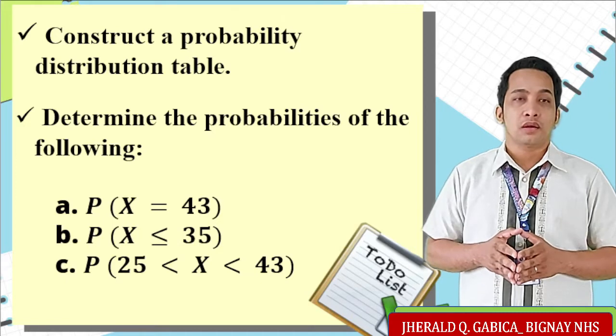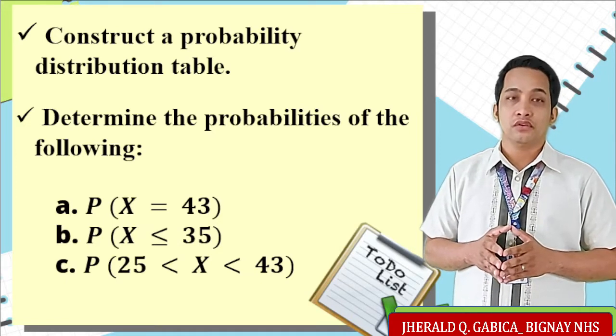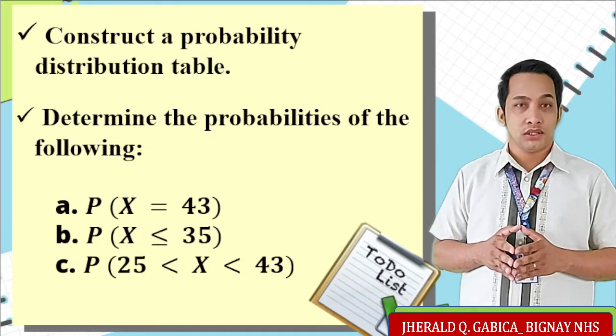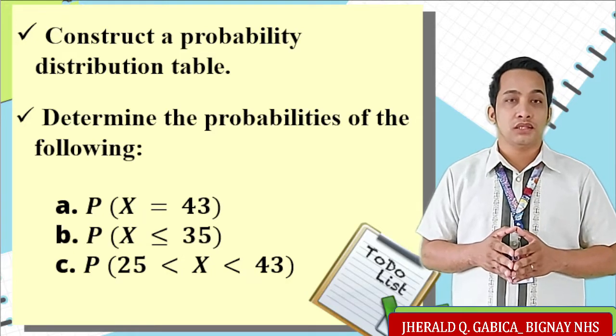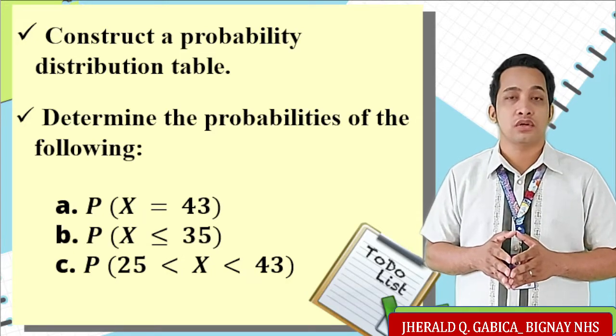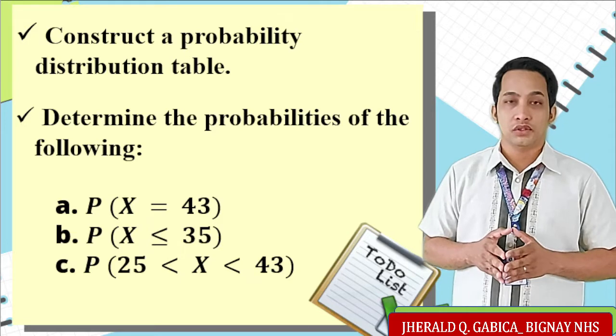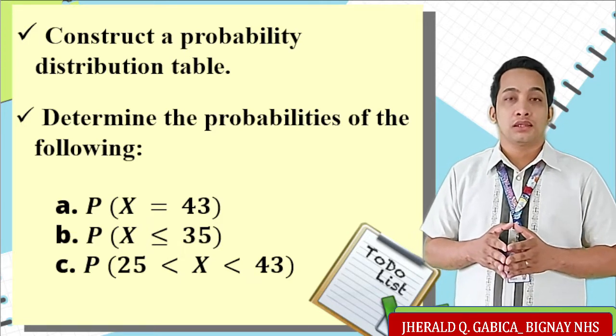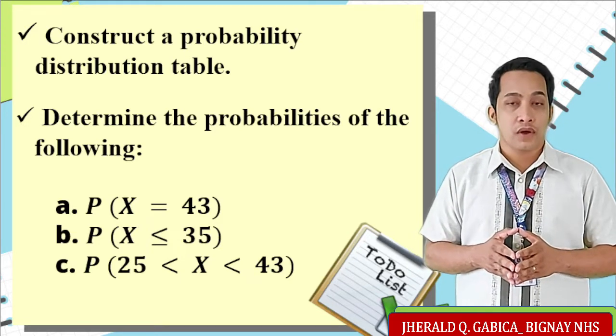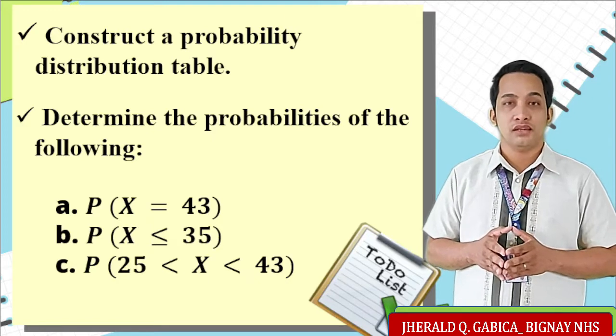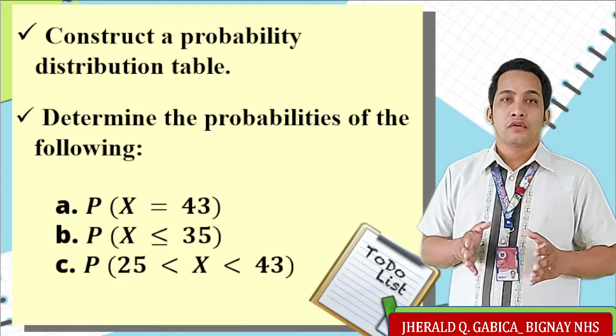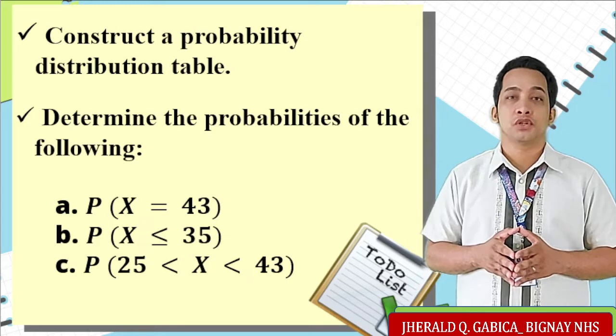We need to construct a probability distribution table and determine the following probabilities. Letter A, the probability that the random variable x is equal to 43. Letter B, the probability that the random variable x is less than or equal to 35. And letter C, the probability that x is greater than 25 but less than 43.